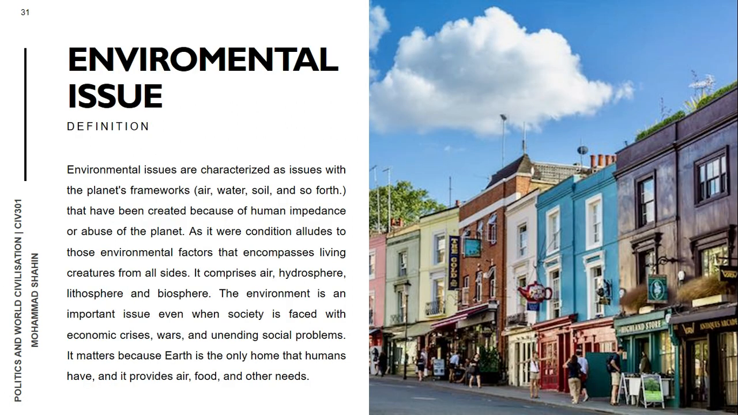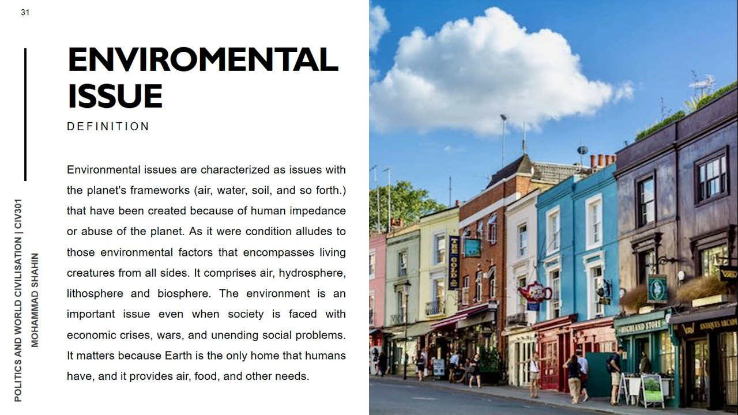Alright, moving on, I will be talking about environmental issues. First, I would like to talk about the definition of environment. Environmental issues are characterized as issues with the planet's frameworks, air, water, soil, and so forth, that have been created because of human interference or abuse of the planet. In other words, environment refers to those environmental factors that encompass living creatures from all sides. It comprises the atmosphere, hydrosphere, lithosphere, and biosphere. The environment is an important issue even when society is faced with economic crisis, war, and unending social problems.